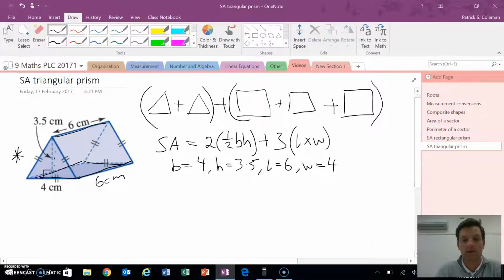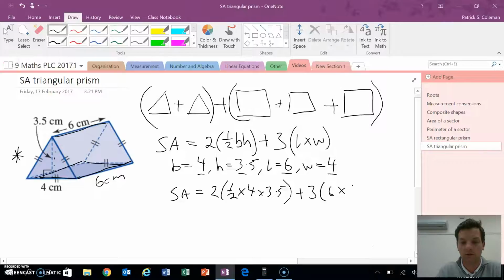Now we can simply substitute the values we've found into our formula. So surface area is going to be 2 times half times base, which is 4, times height, which is 3.5, plus 3 times length, which is 6, times width, which is 4. If we go through, half times 4 times 3.5 is going to be 21, plus 3 times, 6 fours are 24.